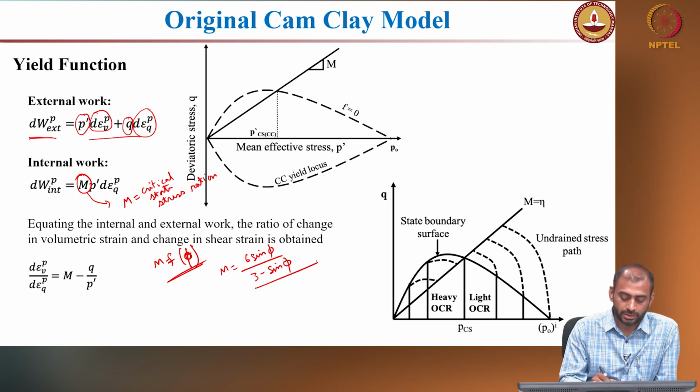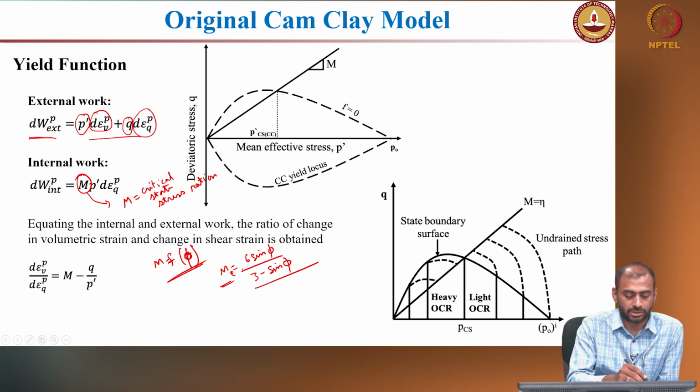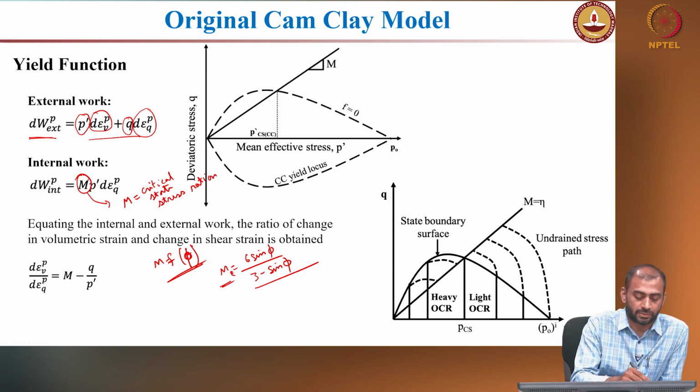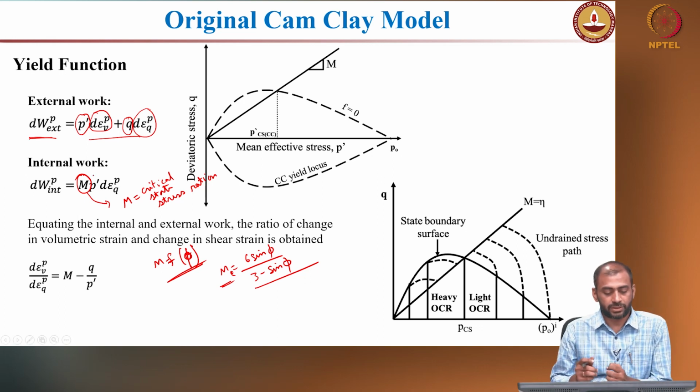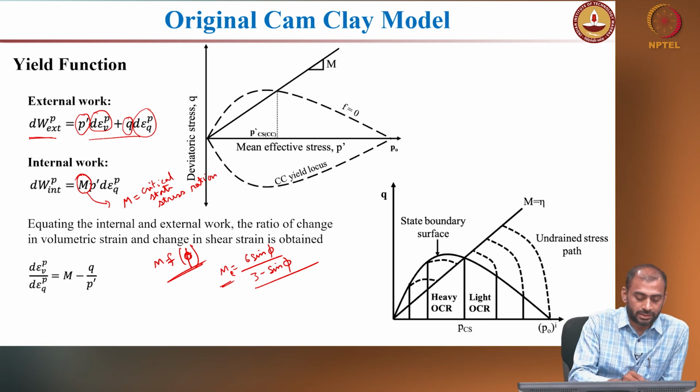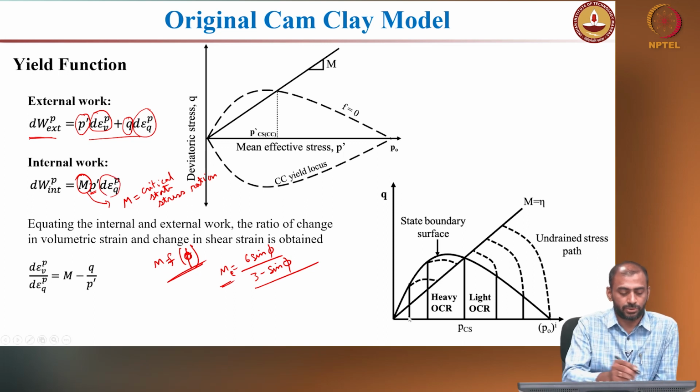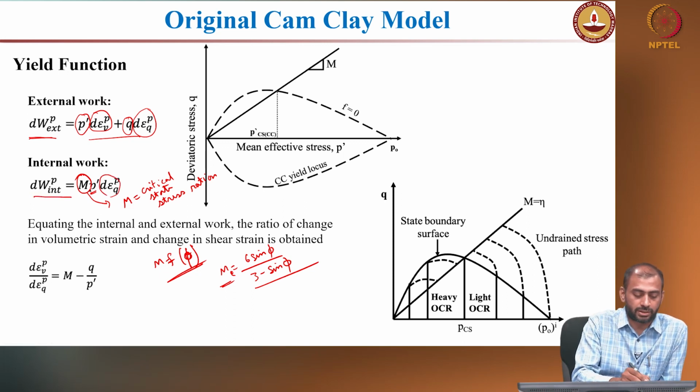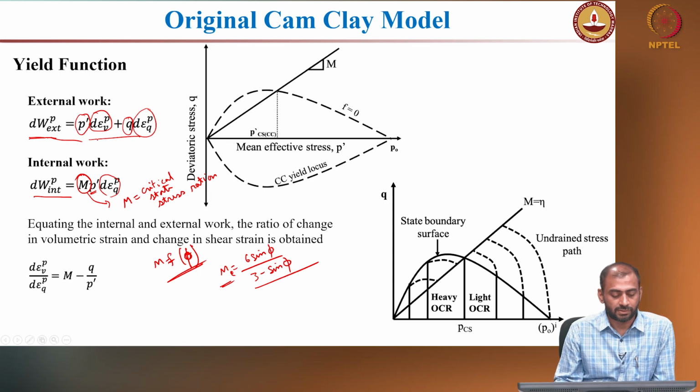So, this is under triaxial compression. You have this M value, which is based on the internal work that is because of the friction between the particles. This is generated when you apply a confining pressure and the shear strain is acting. So, you have an equation for internal work, and an equation for external work.